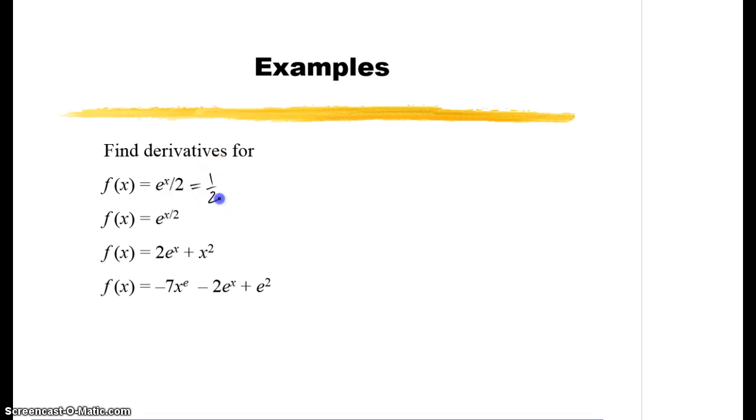Okay, so why don't we do some examples here? This one is 1/2 e to the x. Find the derivative of that. How do we find the derivative of 1/2 e to the x? Well, using the constant multiple rule, isn't that the same as 1/2 times the derivative of e to the x? And the derivative of e to the x we just found to be e to the x, so this is just 1/2 e to the x. It's the same thing as what we started with.